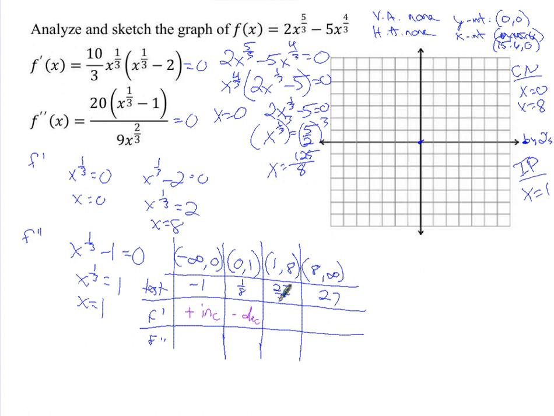Okay, 27/8. The cube root of 27/8 is 3/2 positive. Times positive is, this is positive. This is 3/2, which is like 1.5. 1.5 minus 2, negative. Positive times negative is negative. So we are decreasing.